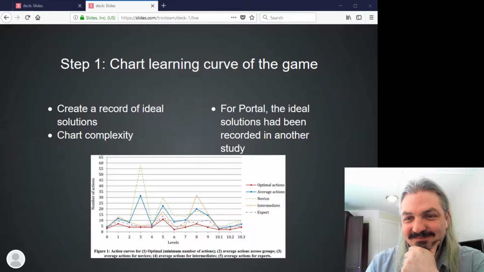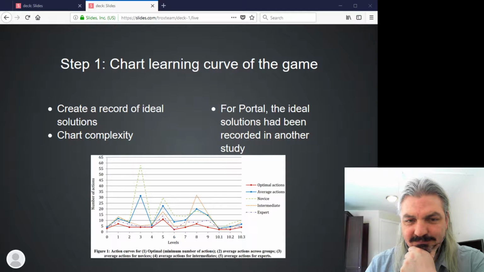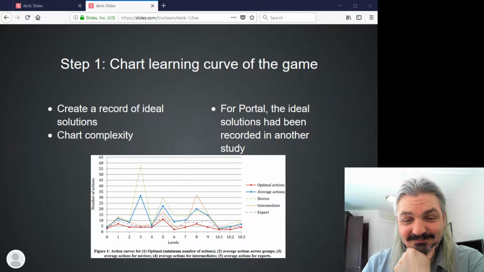So I will be presenting it like this, where the method is on the left side and the specific case is on the right side. So for step 1, you have to create a record of the ideal solutions, which for puzzle games is quite simple, but can be challenging for games which don't have as clear step-by-step solutions to their problems. And then you have to chart out the complexity.